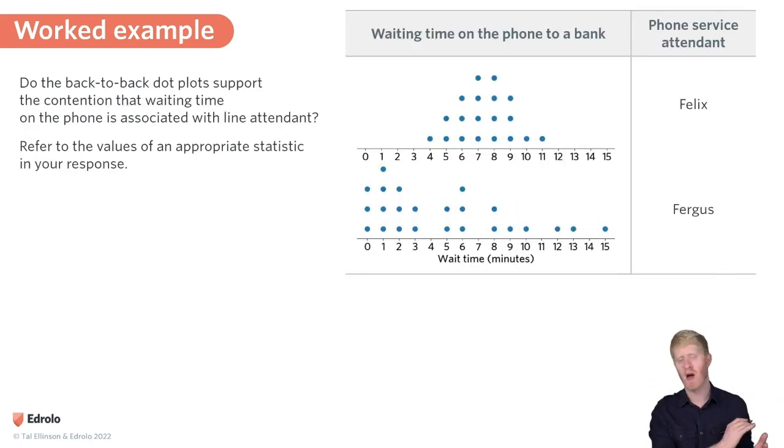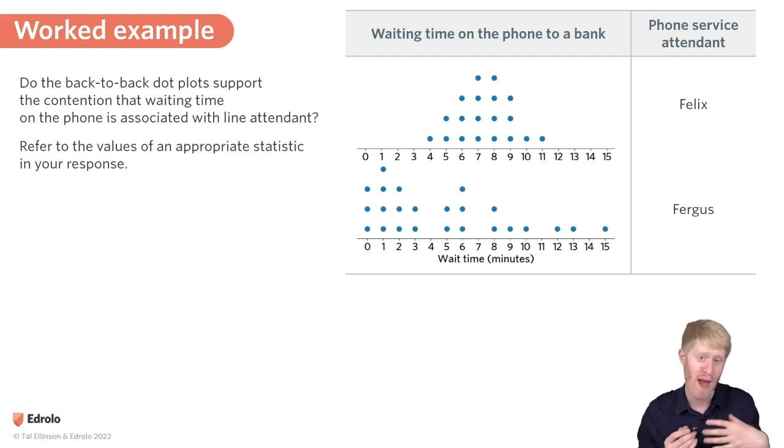All right, most of the time, you're going to just use median. It's a really great tool. It's a great statistic. It's often easy to find, and it supports these contentions about association really well. But just to give you an example of another one you could use, let's try and write our analysis using the statistic of spread and specifically interquartile range.